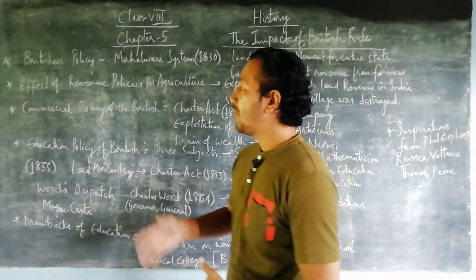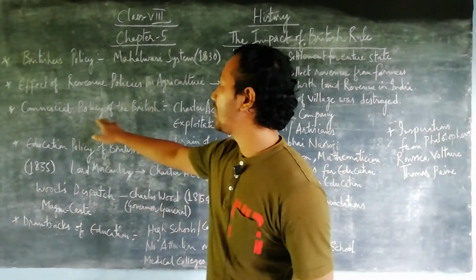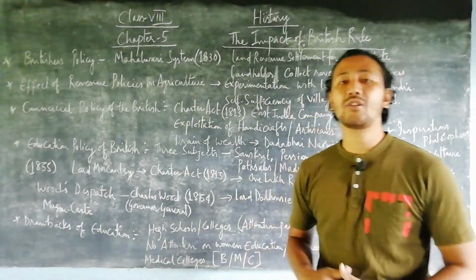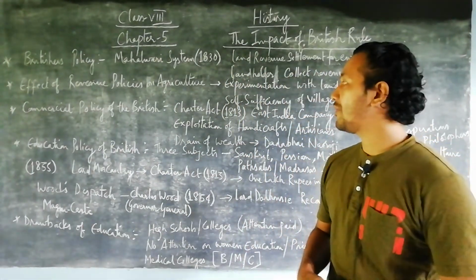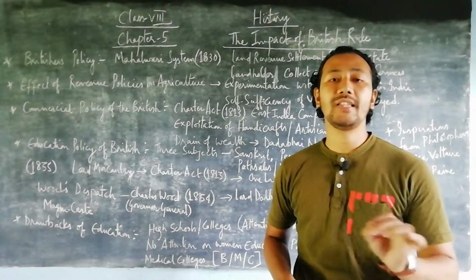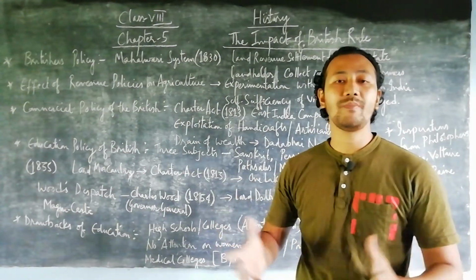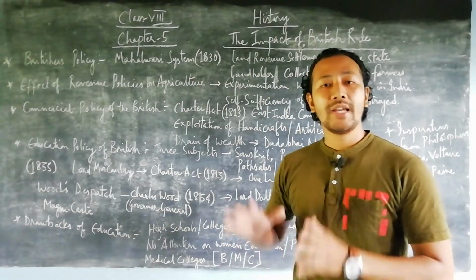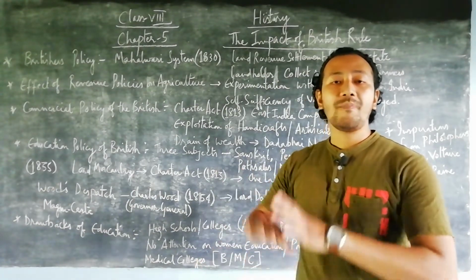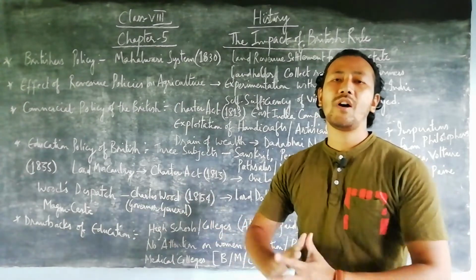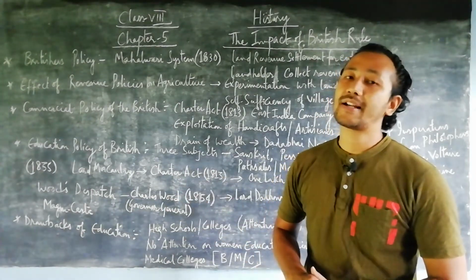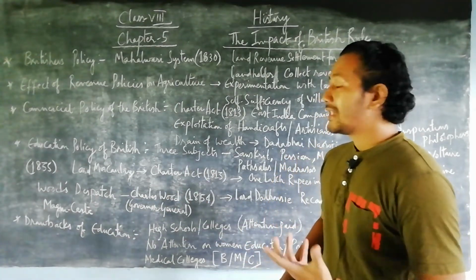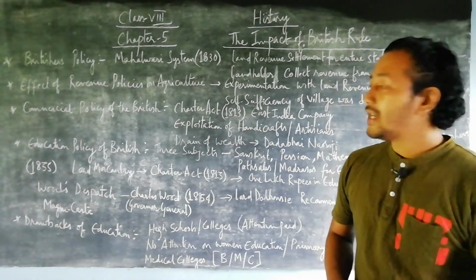So the next topic we will focus on is known as the commercial policy of the British. What exactly is the commercial policy? Based on that, we see how the Charter Act of 1813, a new kind of act, was implemented in India in the year 1813, mainly focusing on how India would be a nation having lots of raw materials, and how the Britishers could extract them from those states or any parts of the Indian subcontinent.